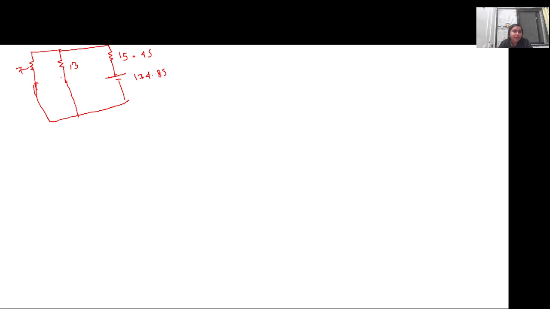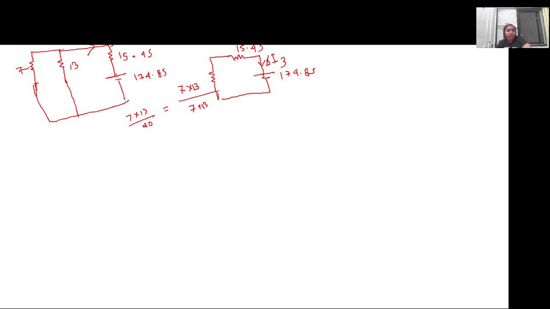This 13 ohm and 7 ohm resistance are in parallel, which is in series with this 15.45 ohm resistance. So we can write it now like this: 174.85, this is the 15.45 ohm resistance, and this is the parallel combination of 13 and 7 ohm resistance, which is equal to 7 into 13 by 20. Now we can easily calculate the current that is flowing. Here in this case it will be del I3, because this is the current flowing in this branch. For these two branches we have taken an equivalent resistance.